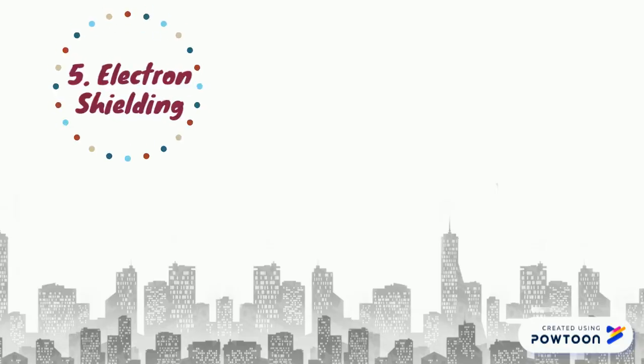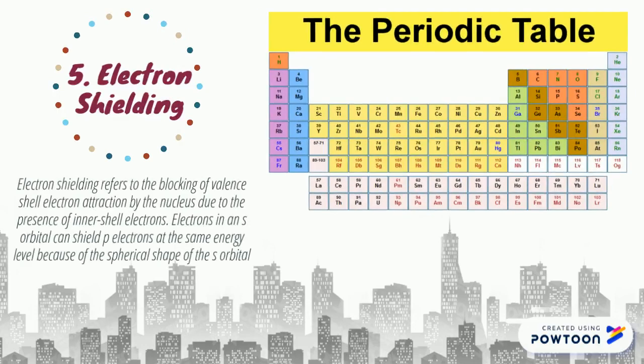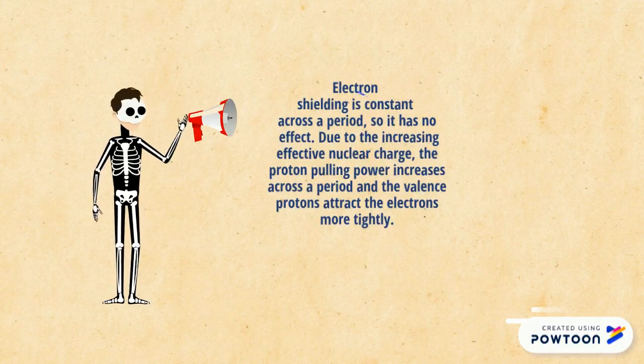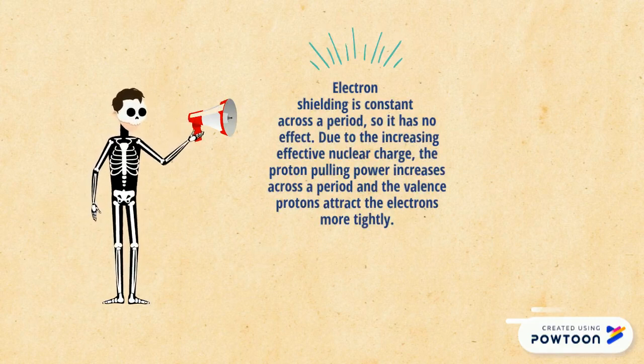Electron shielding refers to the blocking of valence shell electron attraction by the nucleus due to the presence of inner shell electrons. Electrons in an s orbital can shield p electrons at the same energy level because of the spherical shape of the s orbital. Electron shielding is constant across a period, so it has no effect. Due to the increasing effect of nuclear charge, the proton pulling power increases across the period, and the protons attract the valence electrons more tightly.